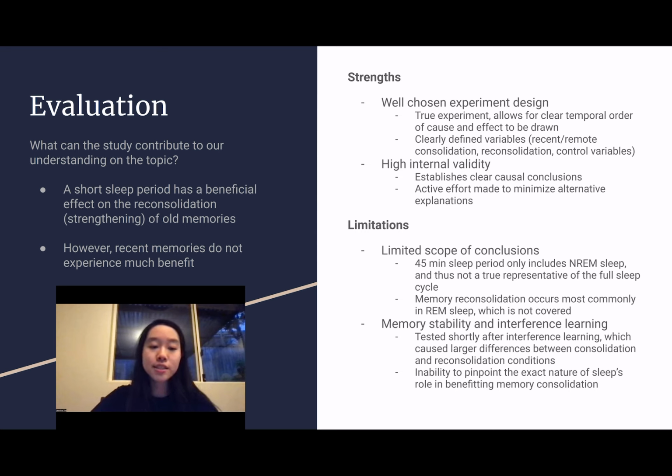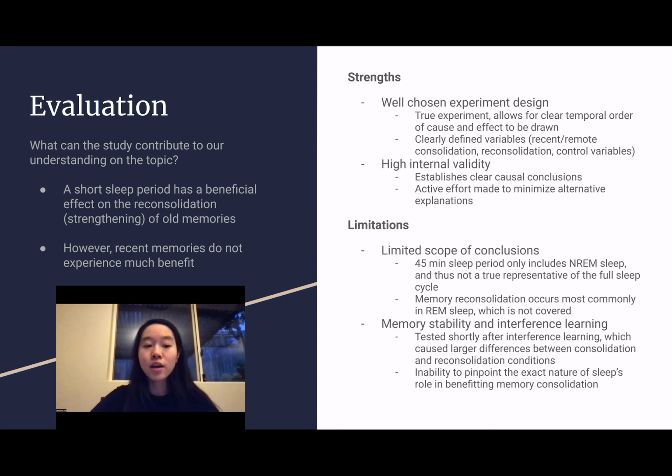Another limitation is the timing of the memory tests. The stability of memories was assessed shortly after interference learning, which created larger differences between consolidation and reconsolidation effects. A longer delay would provide more insight into the lasting effects of sleep on memory stability.